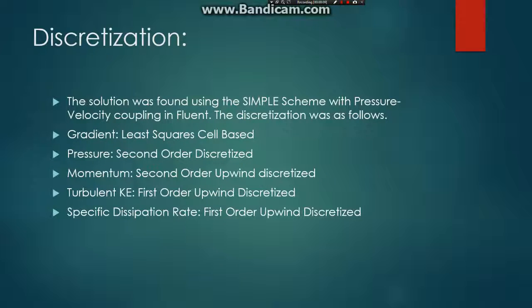Discretization was as follows. The gradient used the least squares cell-based method. The pressure was second-order discretized. Momentum was second-order upwind discretized. Turbulent kinetic energy was first-order upwind discretized. And specific dissipation rate was first-order upwind discretized.